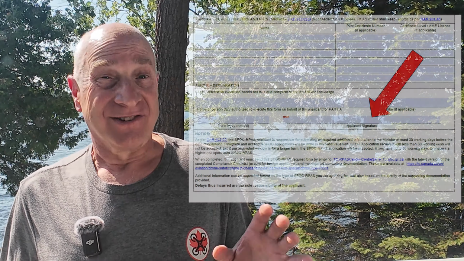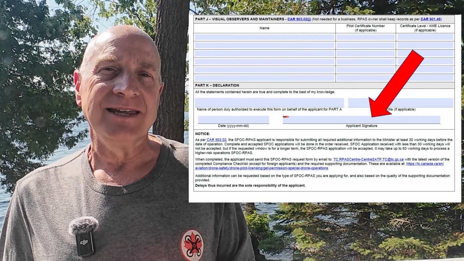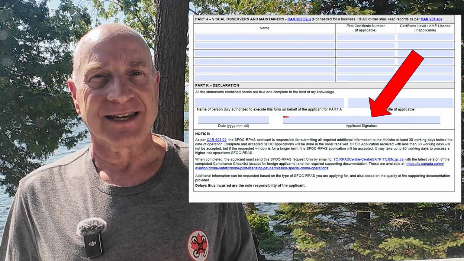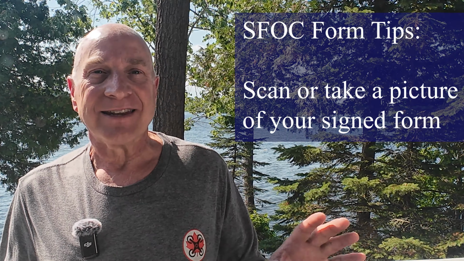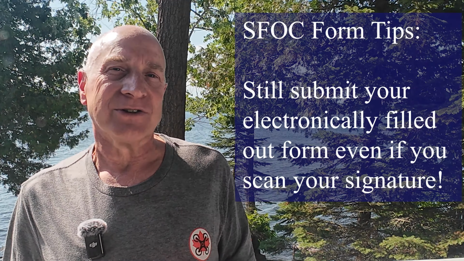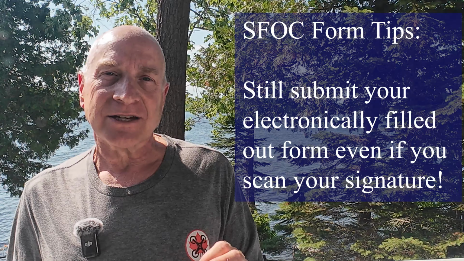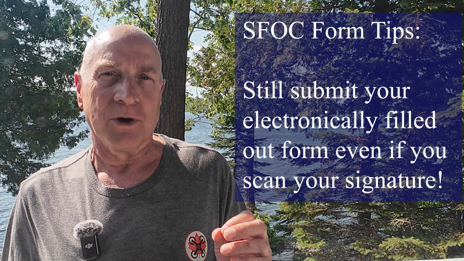Lastly on the form is the darn signature. Yes, they need it. And yes, the e-signature tool doesn't work for a lot of people. It didn't work for me. Print the form, sign it, and either scan it or just take a picture with your phone and then attach that. But if you do supply your signature this way, still include the electronically filled out SFOC form without the signature with your application, so TC can still do their cut and paste thing.